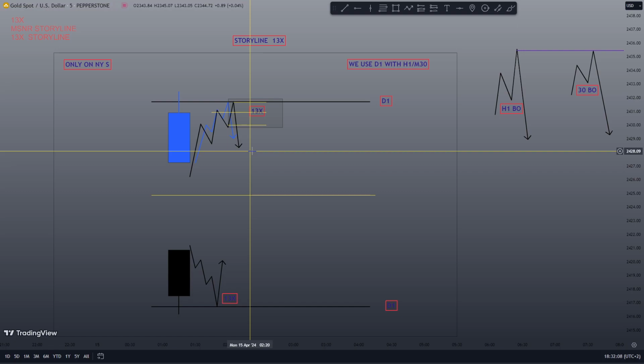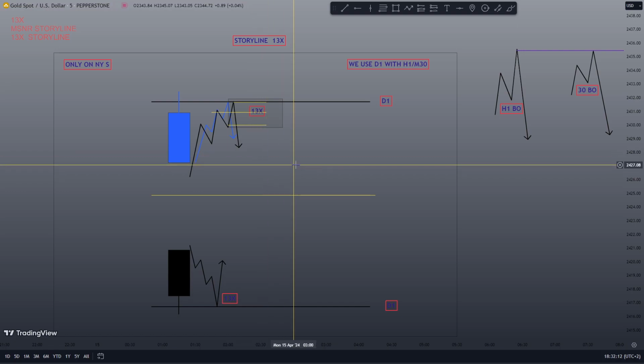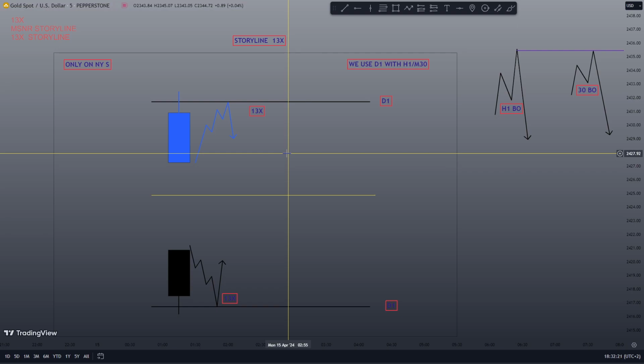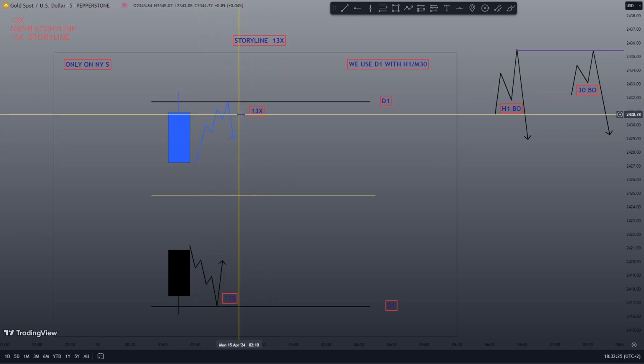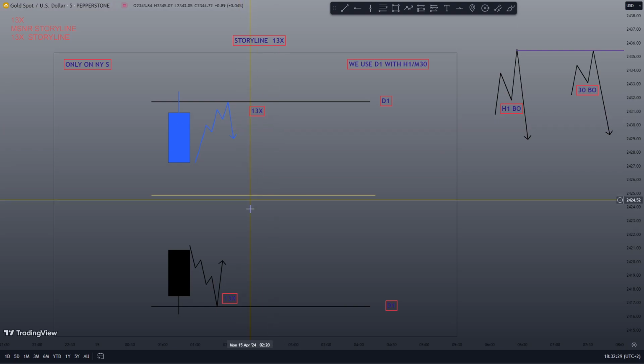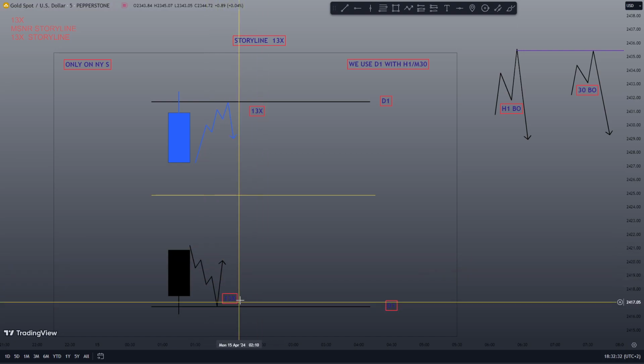This is the 13x strategy for storyline. So we need a daily fresh level, we need H1 or M30 breakout, and we need to pick our 13 setups that got printed there. We wait for our confirmation and we enter when we see a confirmation. Same thing for a bullish storyline.